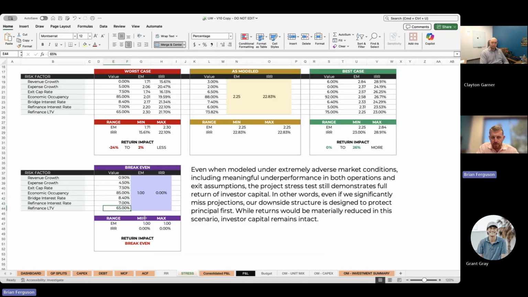If all those things happen, this perfect storm of all these things happening, then you're at a 1x. That means if you had put 100,000 in and all these things go bad, when we exited, you get 100,000 back. So you wouldn't always see that in a deal. This deal particularly that we're showcasing is an extremely strong deal with an extremely low basis going in. So a lot of things can go bad, and we can still return all the capital. Like I said, that wouldn't always be the case. So we just wanted to walk through this.